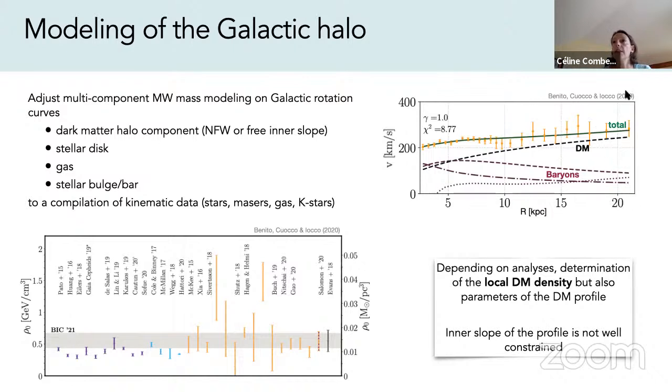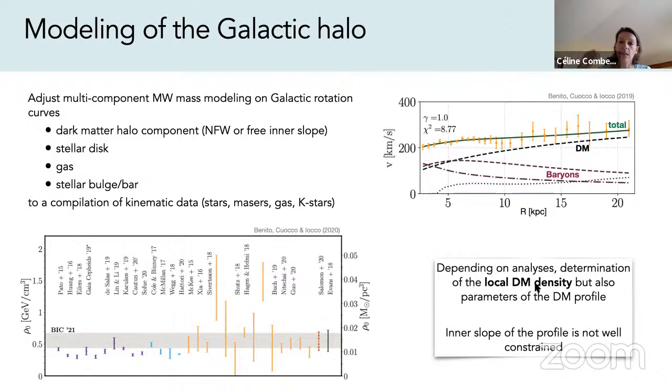And here is just an example from this paper where you have the contribution of the three baryonic mass components and the dark matter you need to add to explain the velocity rotation curve. So I'm not going to say more about this, except that that's not the only approach. There are other things that can be done at the galactic scale, always looking at kinematic tracers. But generally people will, using this, determine the local dark matter density.